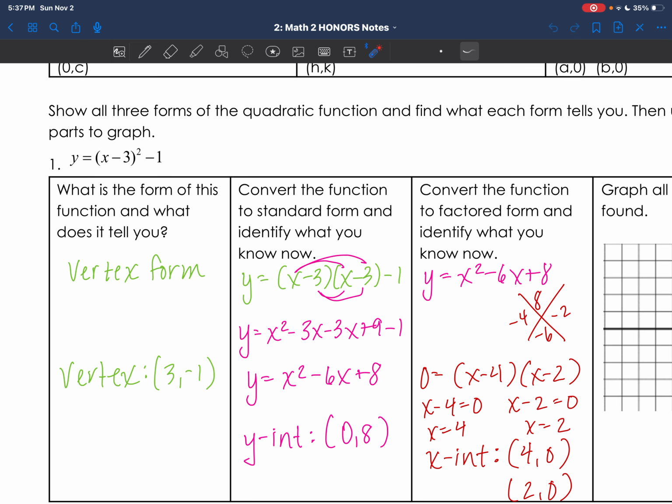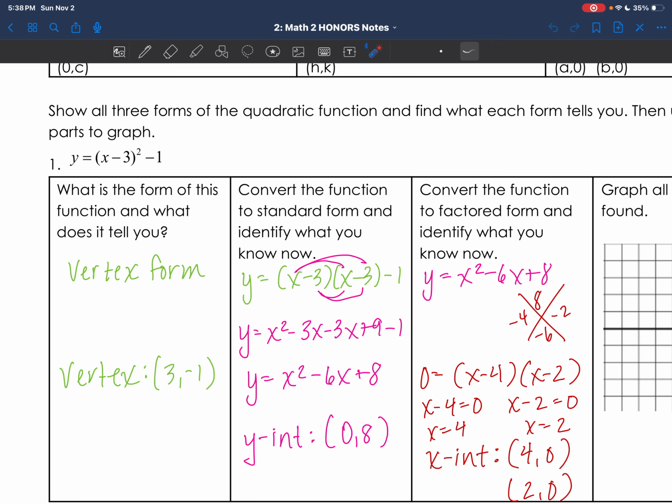Now once we have our standard form, we're going to put it into factored form. So after we've done all of that from vertex to standard, now we're going to do factored form. So we're taking our equation here, and you're going to factor whichever way you want to factor. You can do the x game, you can do guess and check, whichever way you like. I just did the example here for you.